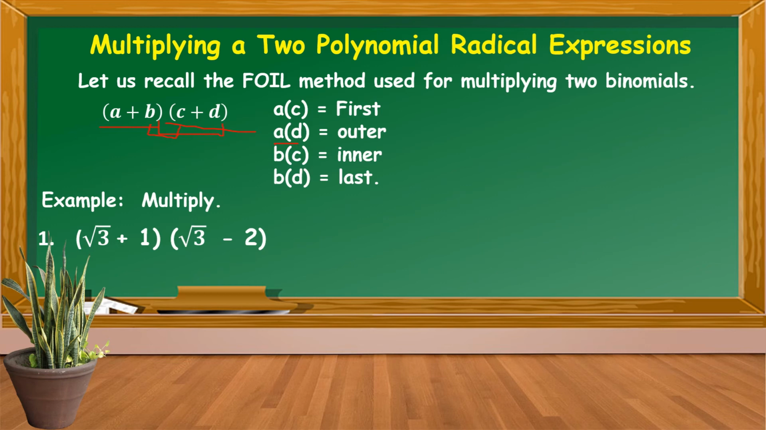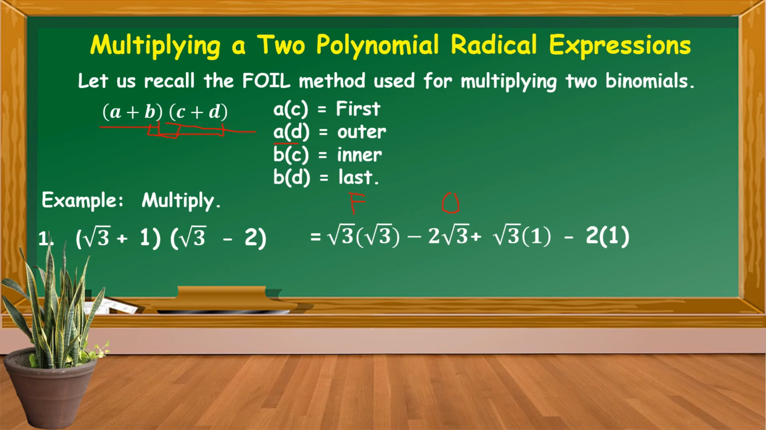Multiply square root of 3 plus 1 times square root of 3 minus 2. So, of course, since it is a binomial, multiplying a binomial by a binomial radical, we will use the FOIL method. So, what are our first terms? Our first terms are square root of 3 times square root of 3. So, this is the first term. Next, the outer term, the O. We have here square root of 3 times negative 2, or negative 2 times square root of 3. So, this is O.